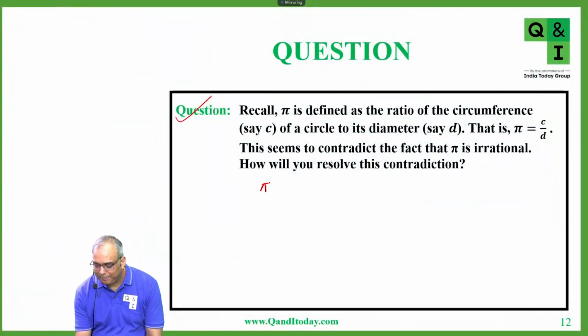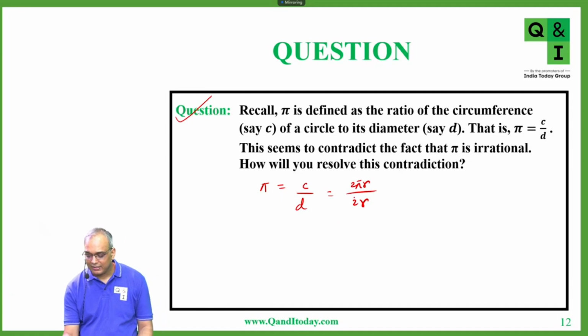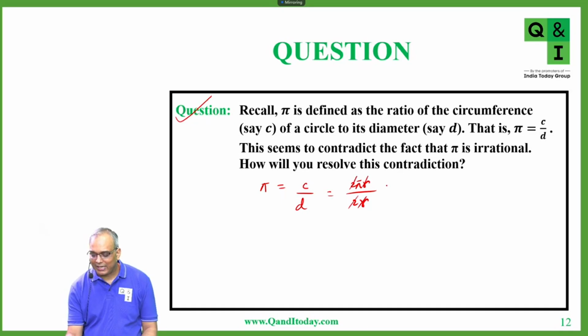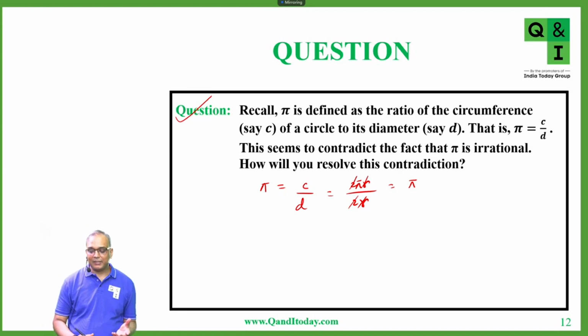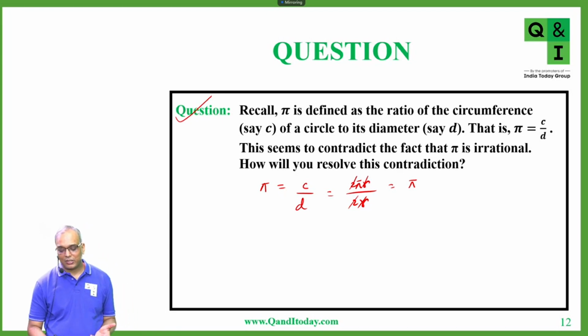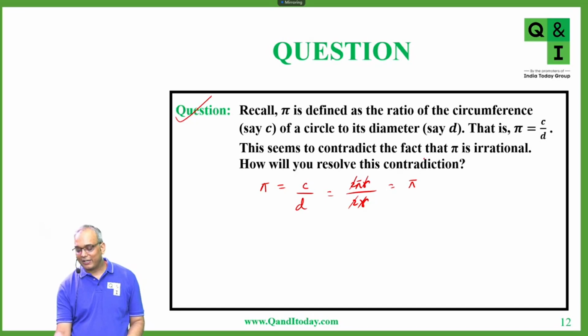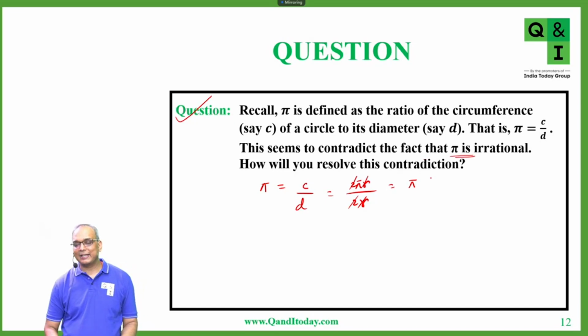So when I say pi is circumference by diameter, circumference is 2 pi r divided by diameter, which is 2r. So this 2 and r get cancelled. You will get the value of pi. Now, since circumference will be a number, right? And diameter is also a number. So this seems to contradict the fact that pi is irrational.